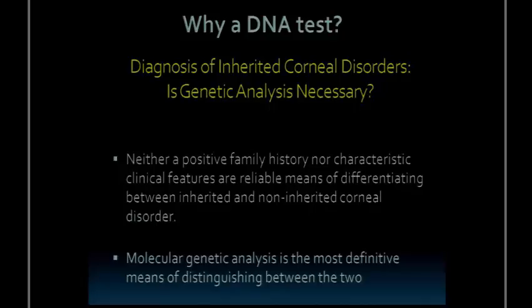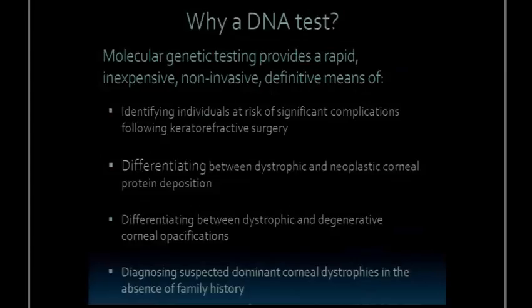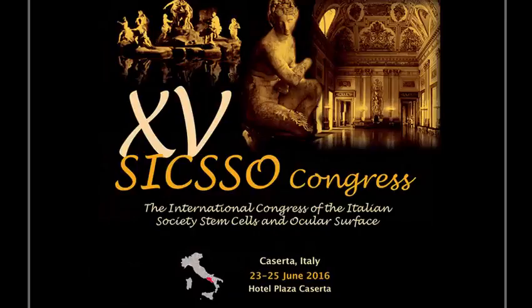So why a DNA test? Of course, this is in order to stay on the safe side and be more certain, but also to make a differential diagnosis between dystrophies and aberrations or neoplasm, and especially to have a differential and correct diagnosis when the patient history is absolutely silent.